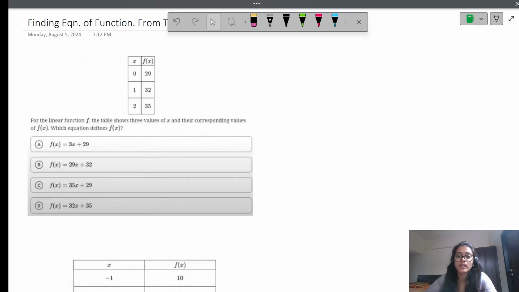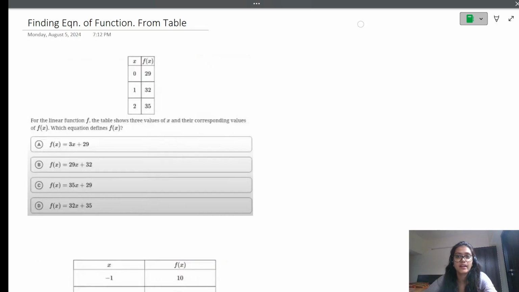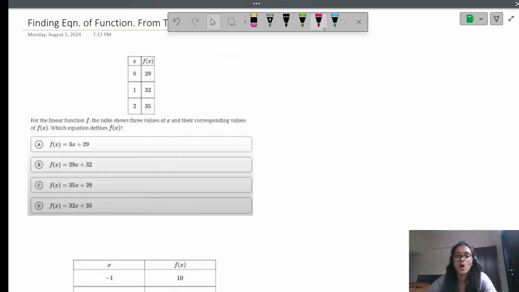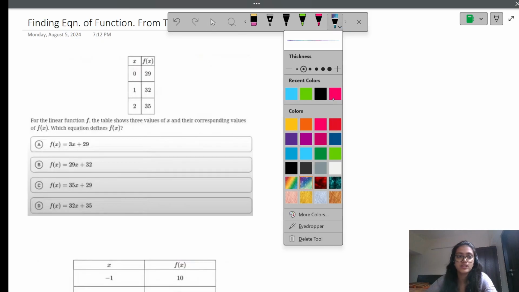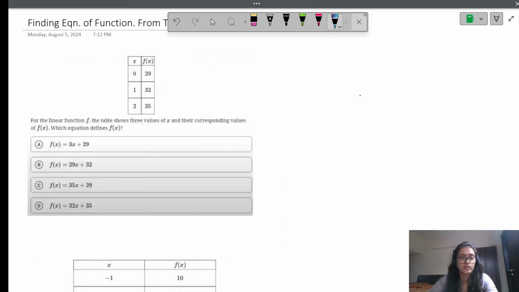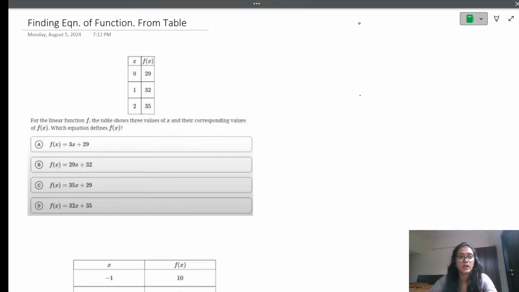Hi everyone, welcome to A Plus Calculus, and we are doing the series of DESMOS is God. And in this part of the series we are going to look over how to find out the equation of a function from tabular data. So DESMOS is God. I'm not kidding, DESMOS is actually God. You will agree with me once you finish this video.